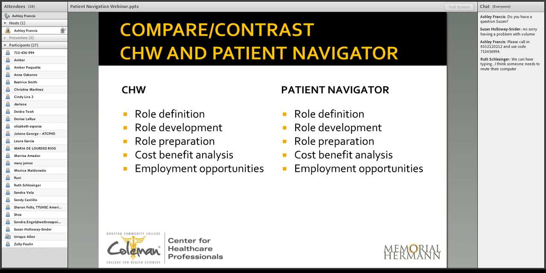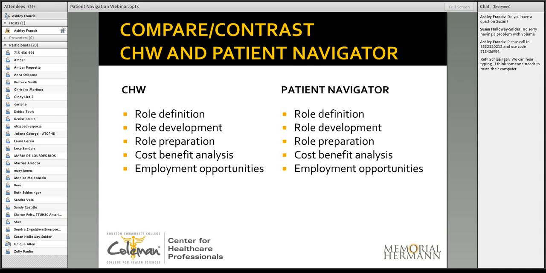The role of the community health worker has been operationalized under a number of different titles. One of the most common, and the one that's in the Department of Labor definition, is community health worker. But when you go to the literature, you find that they're also referred to as lay health navigators. They are referred to as patient navigators, promotora, and also a doula.